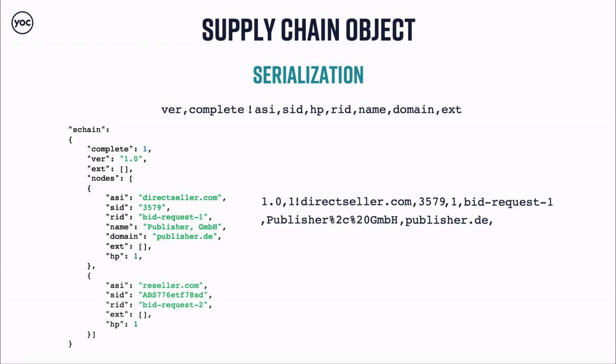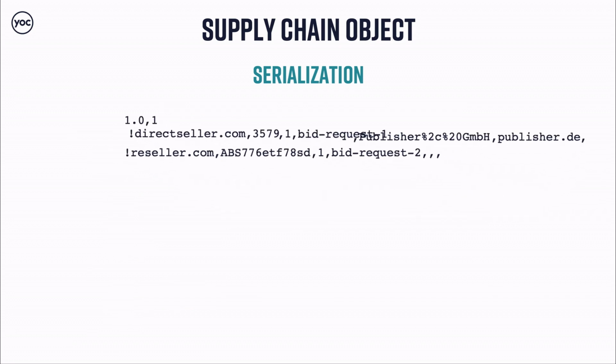And then goes the second node after another exclamation mark, which is a separator. We have reseller.com. The SID is ABS, long string. Then we have HP, which is set to 1. Bid request number 2. And then 3 empty values, as there's no name, no domain mentioned, and the extension array is also empty.